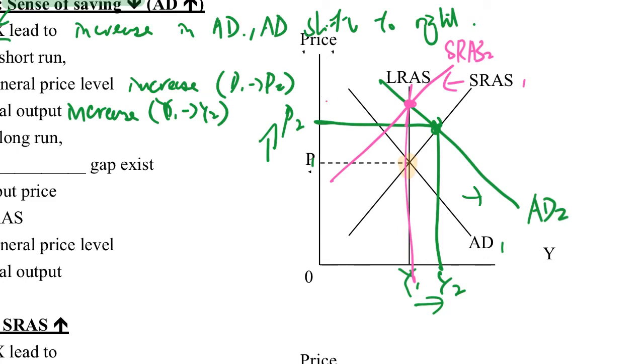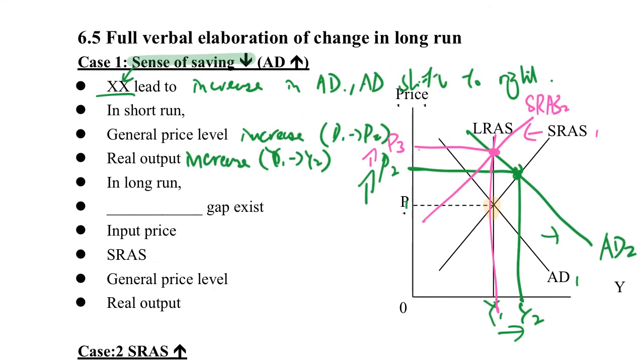Then we have a new price. Now the Y3 should be here, and then go back. Then in long run, we have to elaborate. In the long run, a gap exists. Because this point, Y, is more than the potential output, an inflationary gap exists. And the next one is talking about the input price.